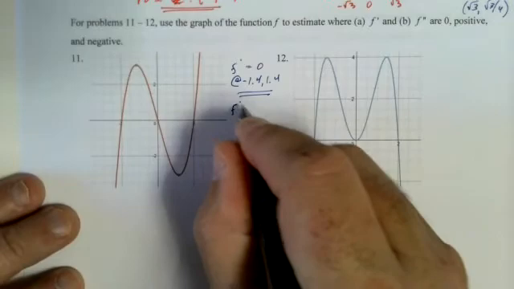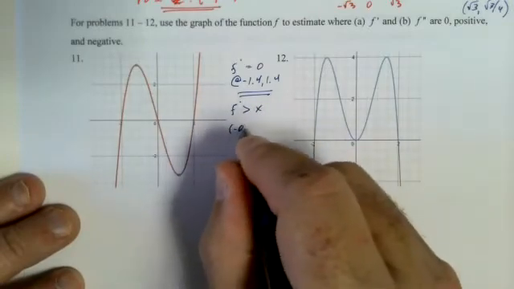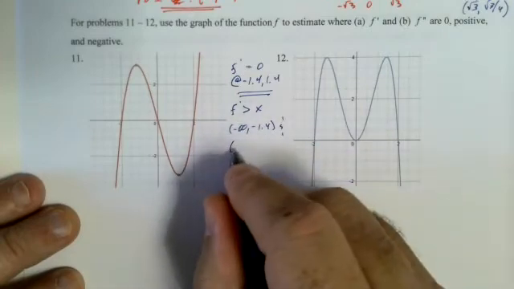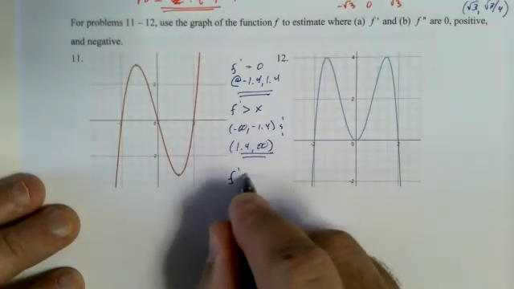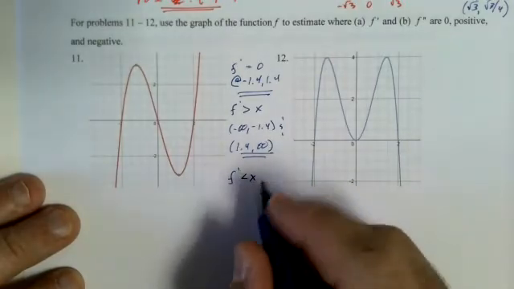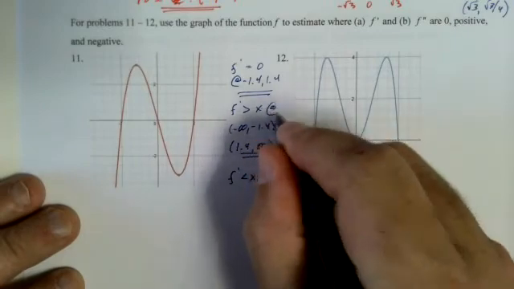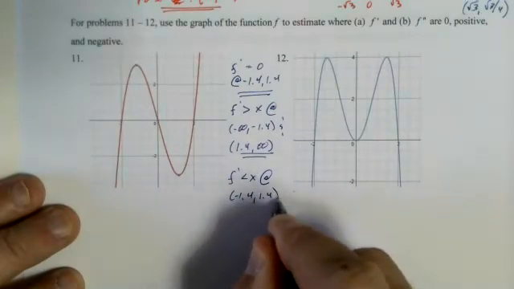f prime is greater than 0 from -infinity to -1.4, and from 1.4 to infinity. And f prime is less than 0 from -1.4 to 1.4.